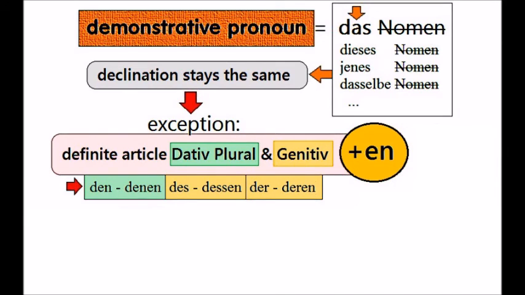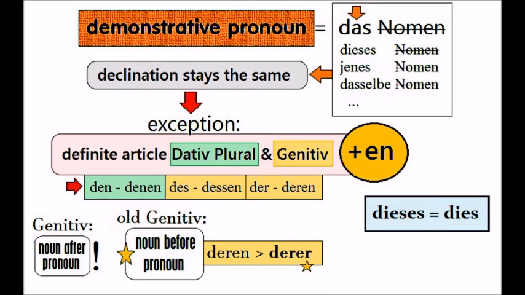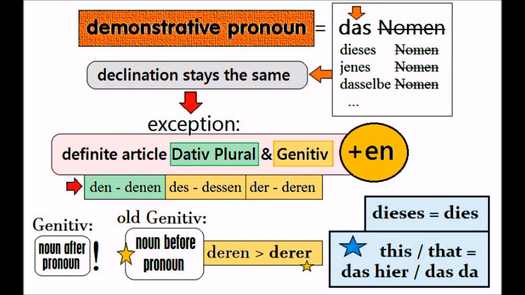Den, denen. Des, dessen. Der, deren. With the genitive, the remaining noun comes after the pronoun. There is an older version, though, where the noun comes first. In the plural, the pronoun is then derer instead of deren. Dieses can be shortened to dies. The locational idea of this and that can be expressed by adding hier and da, like das hier, das da.